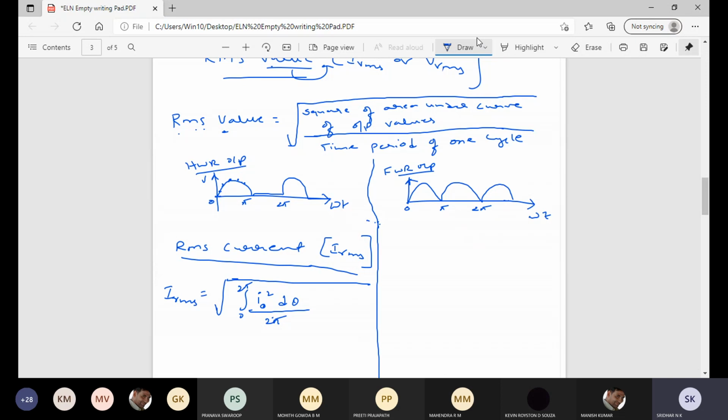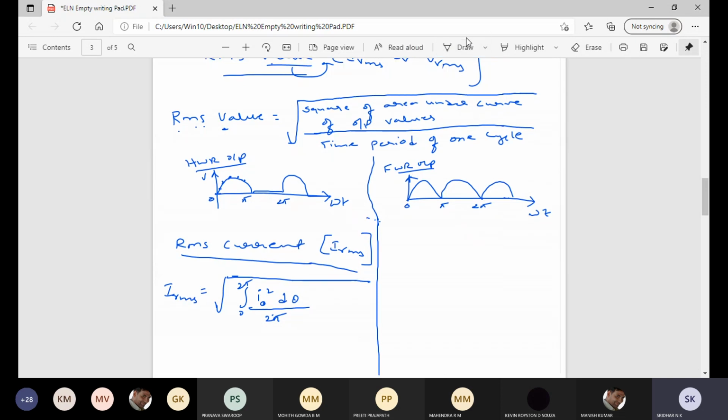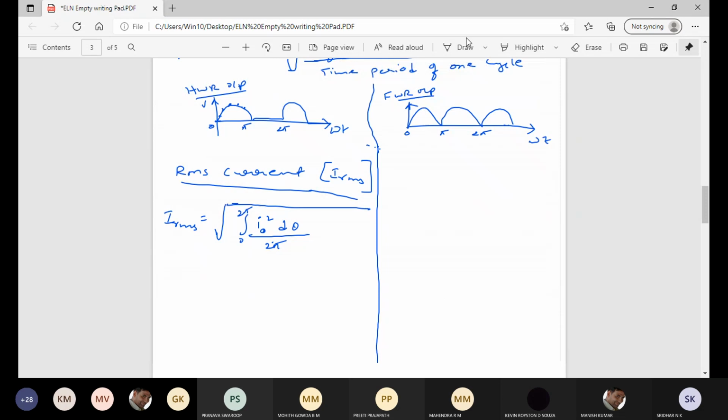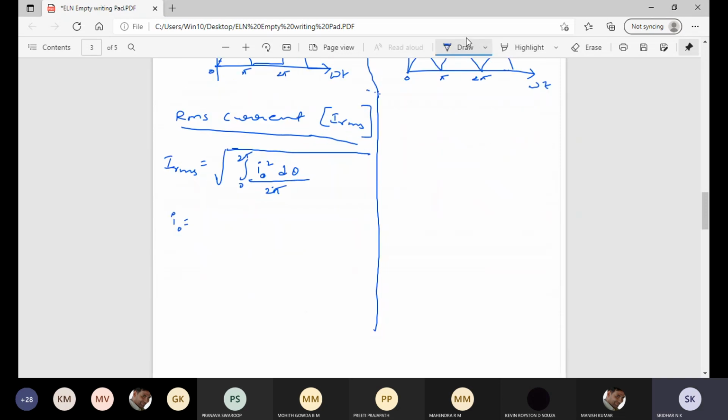Now, what is I naught? I naught is equal to Im sine theta. Substitute this in this equation, and you will get IRMS is equal to the square root of the integral from 0 to 2 pi, with the I naught value substituted, Im square sine square theta d theta, divided by 2 pi.